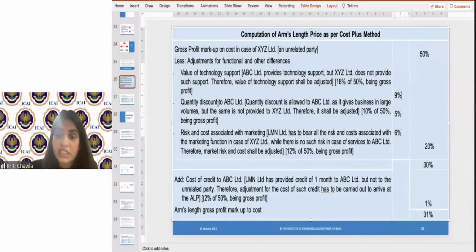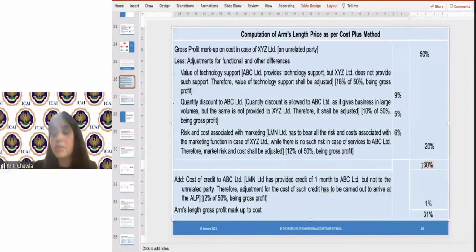Similarly, there was a quantity discount. We'll have to adjust the quantity discount also. Quantity discount was 10% of gross profit, which becomes 5% now. Risk and other associated costs relating to marketing were not there for ABC Limited, and they are there for the unrelated party. So we'll have to delete this also. That will be 12% of gross profits, which becomes 6%. So that basically means that we'll have to delete 20%, and now our profit is 30%.